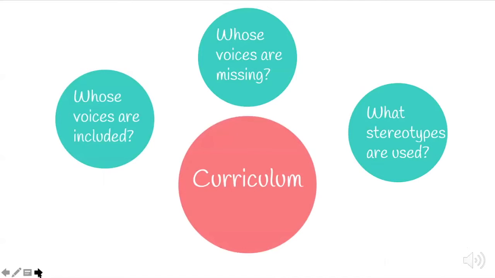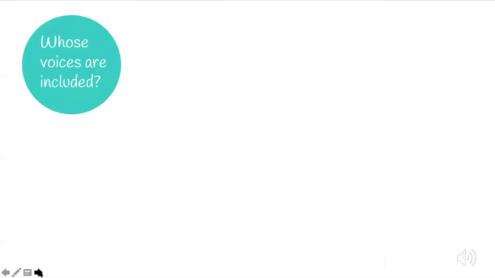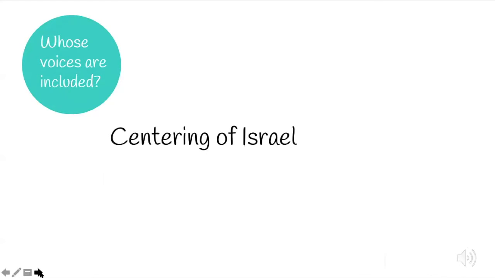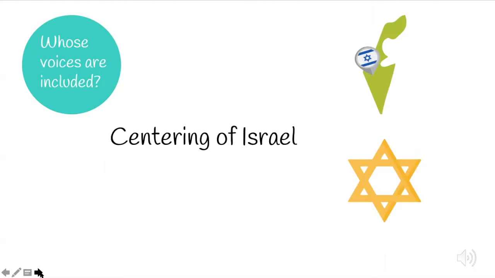What stereotypes are used? When I think about whose voices are included in this textbook, I notice the centering of Israel. There is most prominent representation of Israel in the maps, and the birth metaphor used to describe how Jewish people came to occupy land in Palestine.